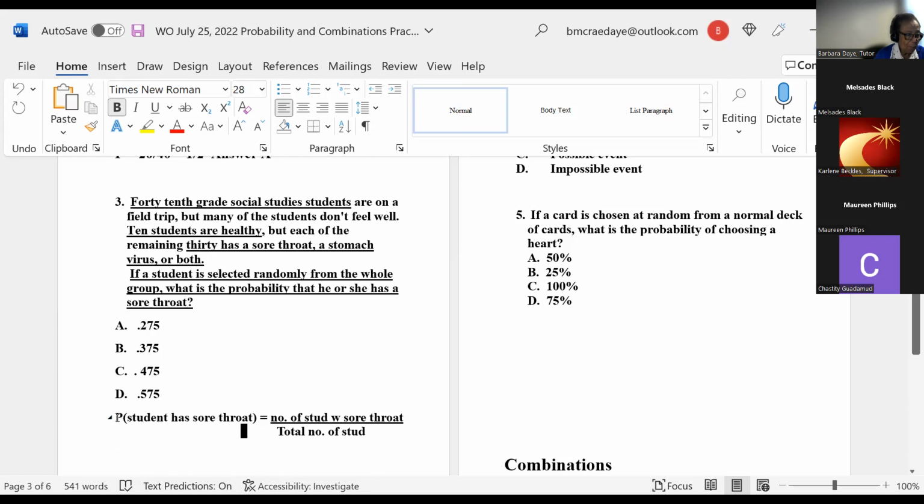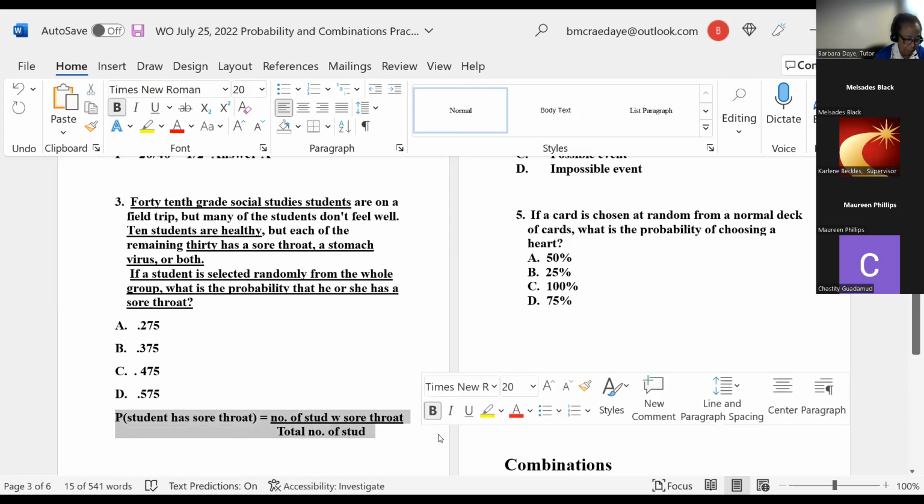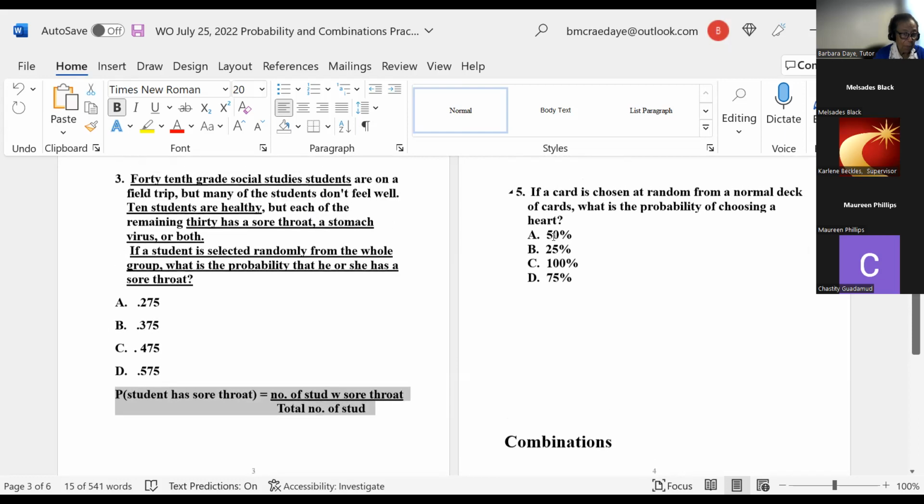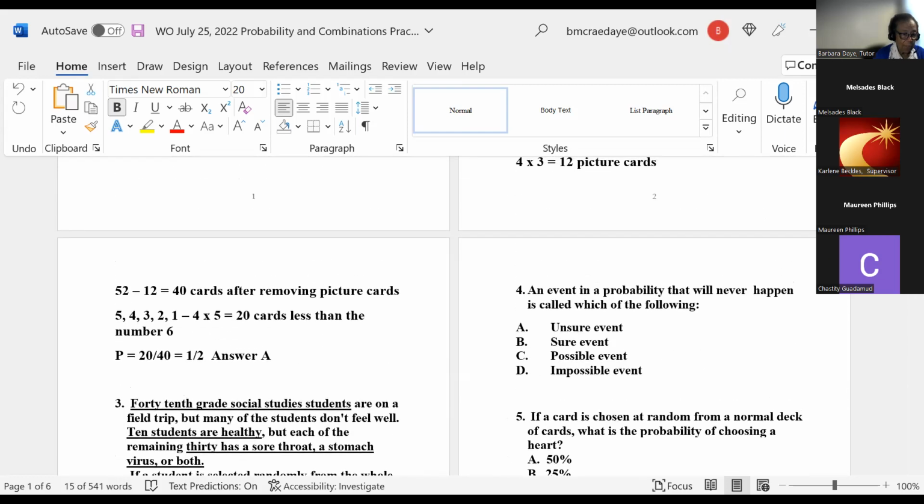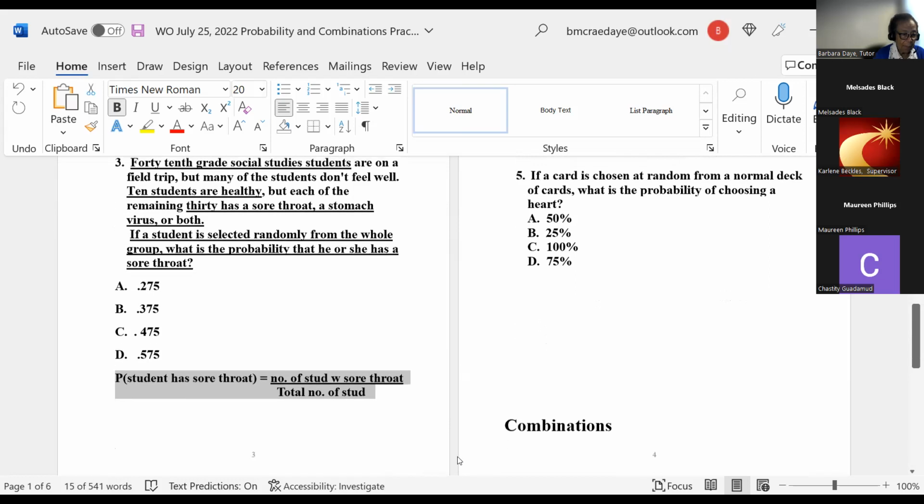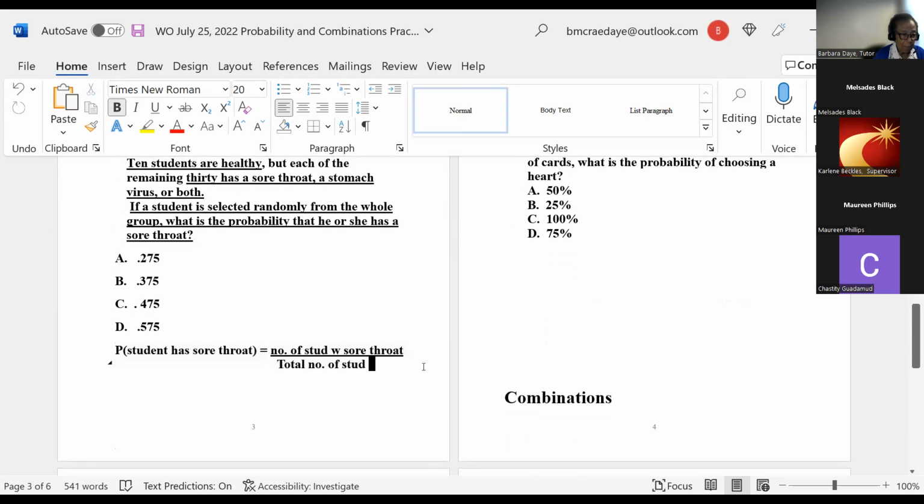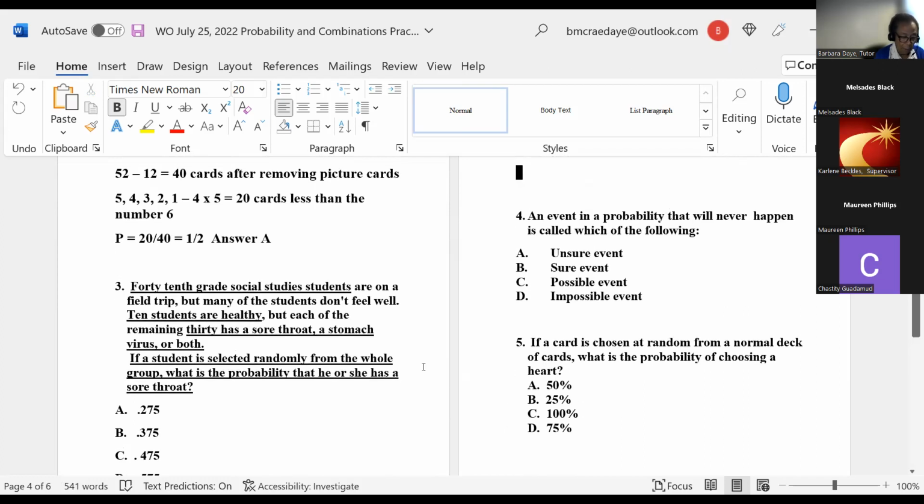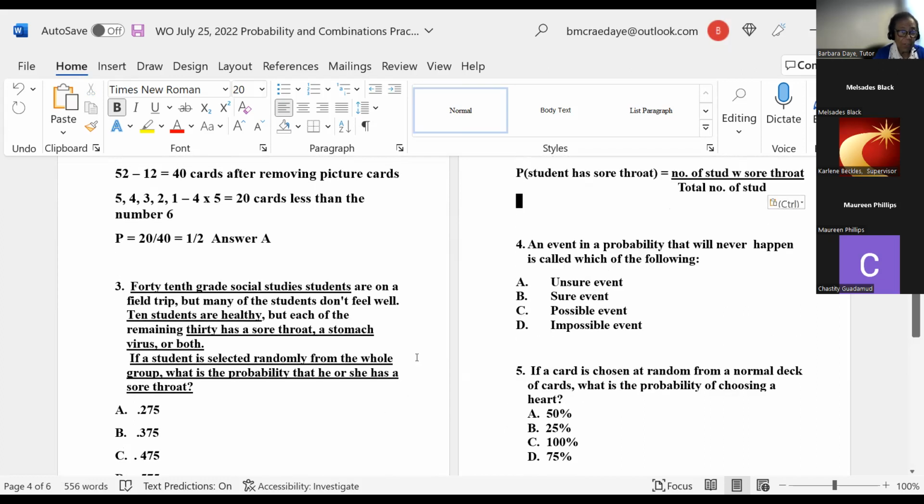Let's go back there. It says, let me see where you get that part. It said, where is it? Oh, I'll put this over on the next screen so I can. Okay. Okay, here we go. All right. So the probability the student has a sore throat. Number of students with a sore throat would be 15.